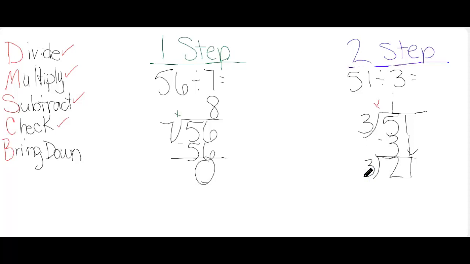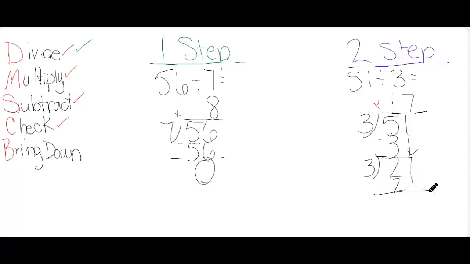So we're actually going to start our process all over again, starting again with divide. 21 divided by 3 is 7. We're going to write the 7 up here on top next to the 1, 7 groups. So we have just divided. And now we're going to go to our next step, which is to multiply. What is 3 times 7? It is 21. Let's write that underneath the 21 that's there.